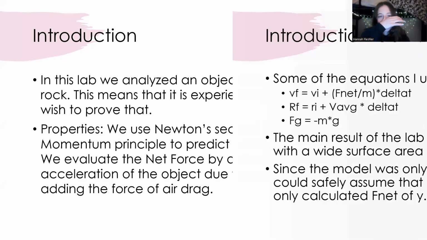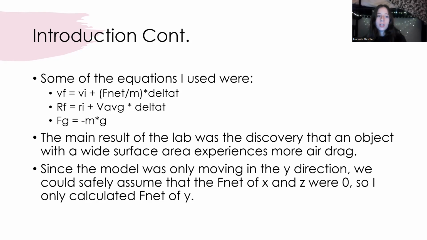force of air drag. Here are some of the equations I use: the velocity update formula, the position update formula, and the force of gravity, which is the negative mass times the gravity constant. The main result of the lab was the discovery that an object with a wide surface area experiences more air drag, and it could potentially experience terminal force. Since the model was only moving in the y direction, we could safely assume that the Fnet of x and z were 0, so I only calculated Fnet of y.